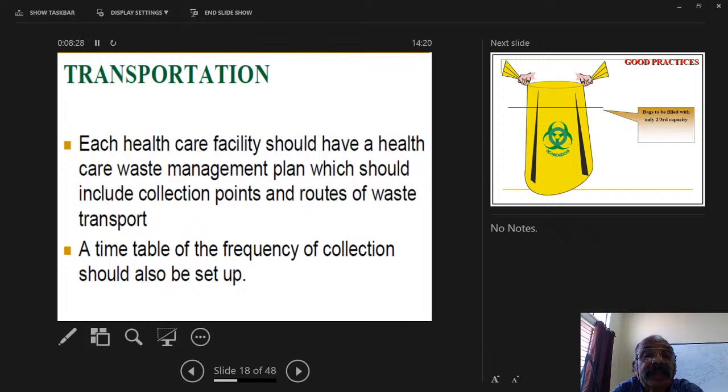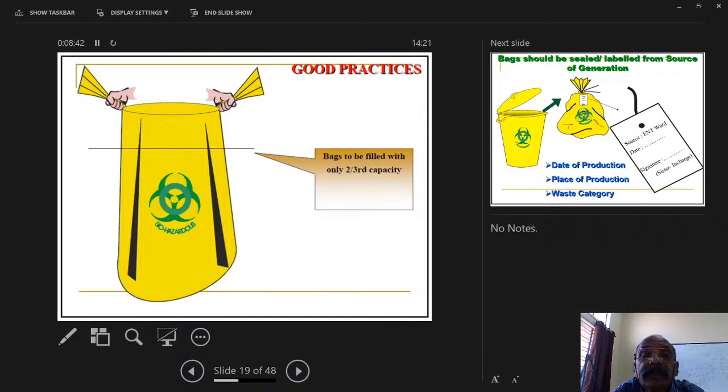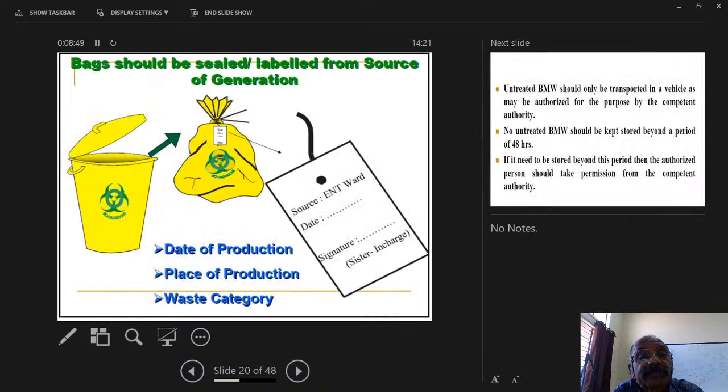Transportation. Each healthcare facility should have a healthcare waste management plan, which should include collection points and routes of waste transport. A timetable of the frequency of collection should also be set up. Good practices: bags to be filled with only 2/3 capacity. Bags should be sealed and labeled from the source of generation, like this: date of production, place of production, and waste category.